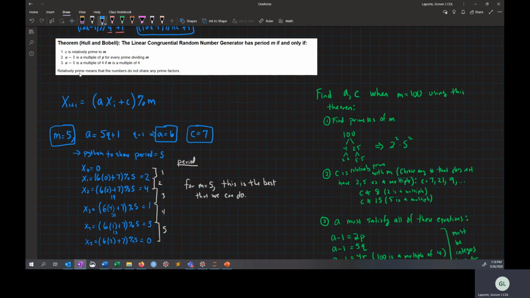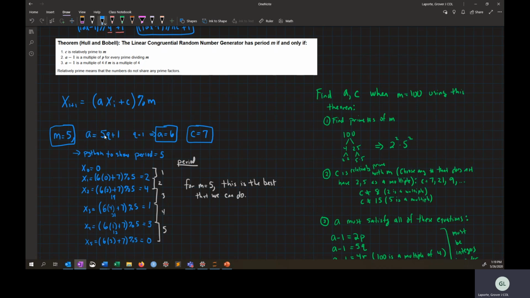And then this next line says A minus 1 is a multiple of P for every prime dividing M. And 5 is the only prime. So I should have probably written A minus 1 is equal to 5 times some integer value Q. Because if I can find an integer value Q that fits this equation, then we can find out what A is. For example, if we use Q equals 1, 1 times 5 plus 1 is equal to 6. And so this is the only equation that we have to worry about to satisfy.